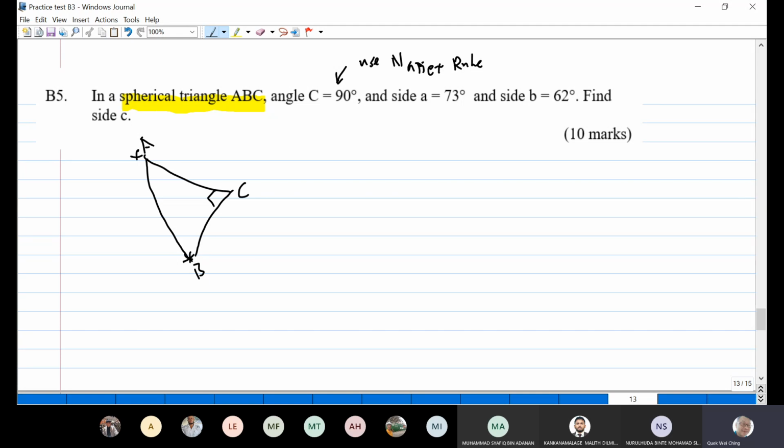Okay, spherical triangle. So this side is A, which is 73 degrees, angle A opposite side A, right? Angle B is here, and so this side is B now. And then we want to find side C.